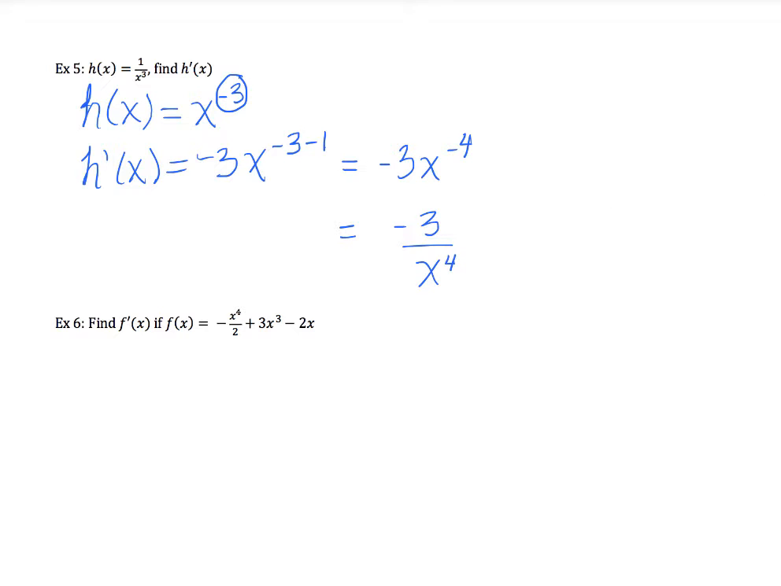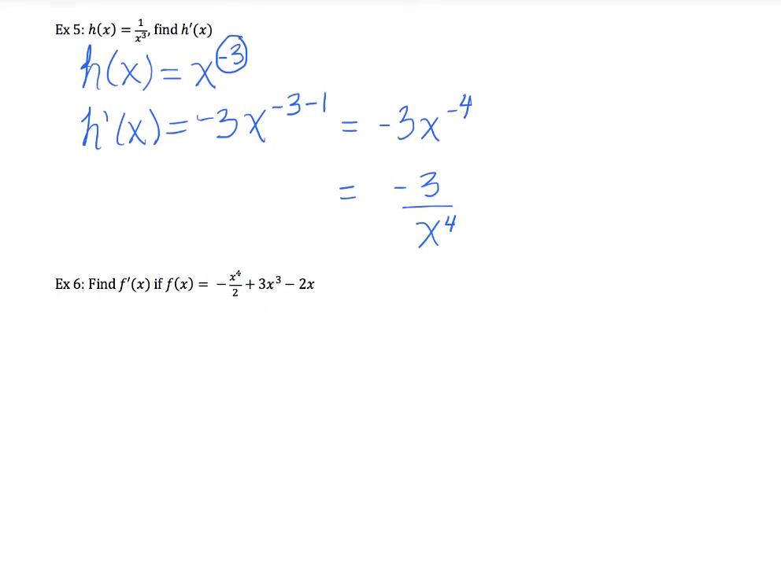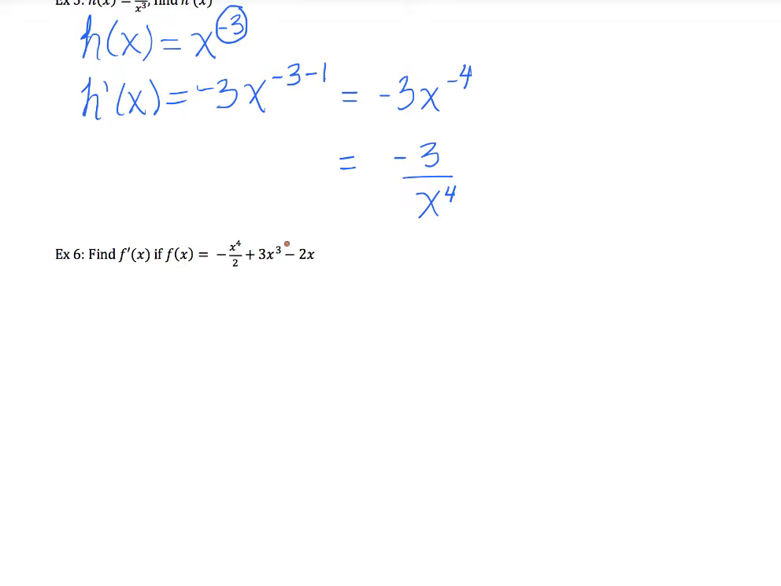All right, the last example is negative x to the 4th over 2 plus 3x cubed minus 2x. So here, there's really not much rewriting to do, but just understand how to handle this as a fractional coefficient. So if I were to rewrite f, I would just go ahead and take this negative 1/2 and write it as a constant multiple. And then we have negative 1/2 x to the 4th plus 3 times x cubed minus 2 times x. So we're really just taking the derivative by power rule of each of these terms and then multiplying by the constants in front.